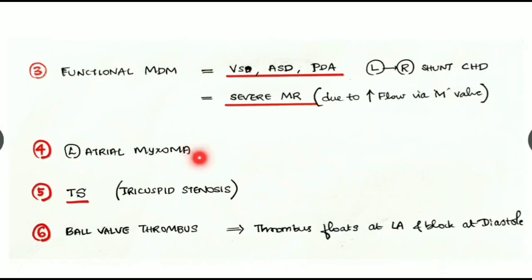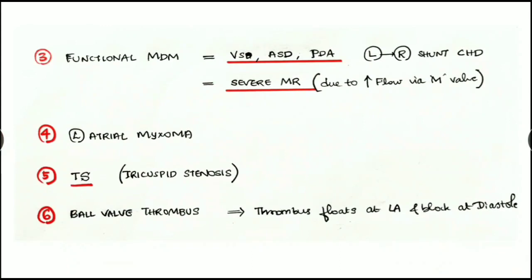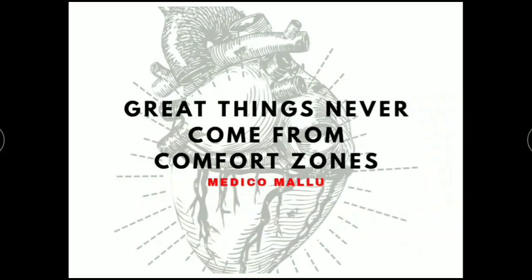And next, the mid-diastolic murmur is heard in left atrial myxoma, and as in MS, it is heard in TS also, that is tricuspid stenosis. And lastly, the ball valve thrombus, that is the thrombus seen in the left atrium. It floats in the left atrium, and during diastole it blocks the mitral valve, and that causes the mid-diastolic murmur in the ball valve thrombus. And thus we come to an end of our clinical discussion on mitral stenosis.